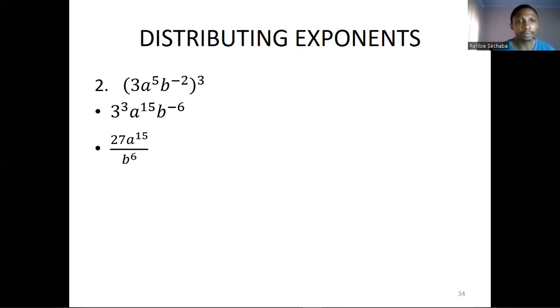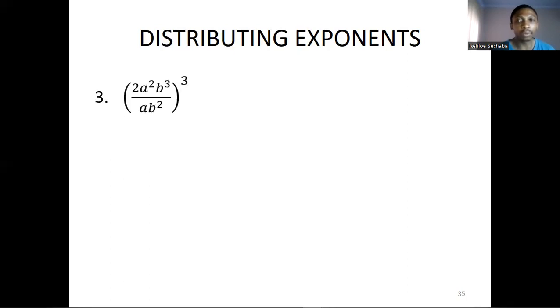Next one. Simplify what is inside the brackets first. I will simply apply the exponential law of division inside the bracket. So I'll be left with 2, a to the exponent of 2 minus 1. Note that the exponent of a in the numerator is 2 and the exponent of a in the denominator is 1, so I will simply say 2 minus 1. And for b, I'll have 3 minus 2. So I end up having 2ab inside the brackets.